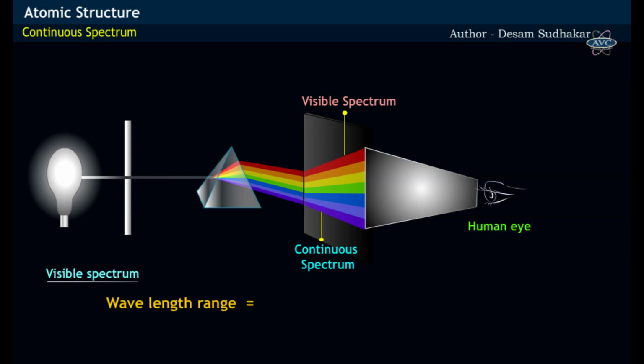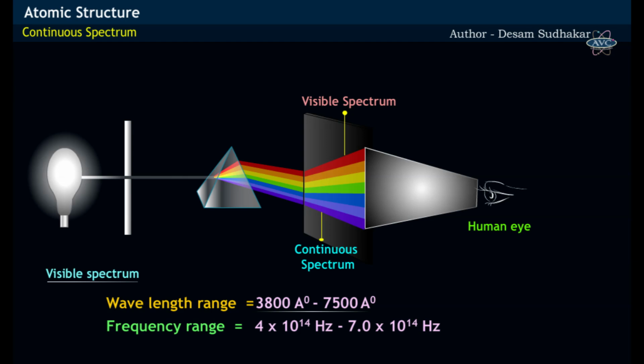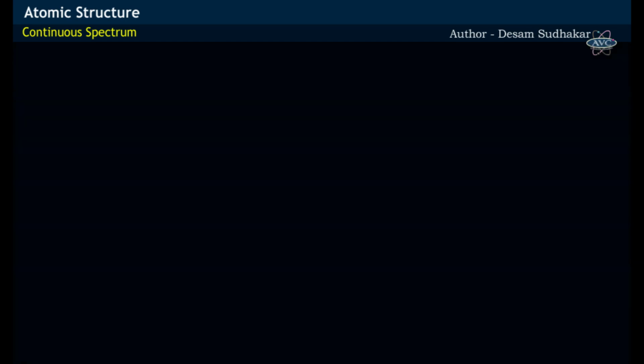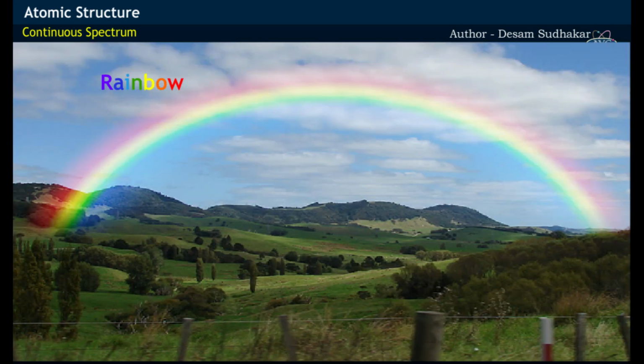Visible spectrum has a wavelength range from 3800 angstrom to 7500 angstrom, and frequency range from 4 × 10^14 to 7 × 10^14 Hz. Rainbow formed during rain is a natural phenomenon of continuous spectrum. Here, the raindrop acts as a prism.